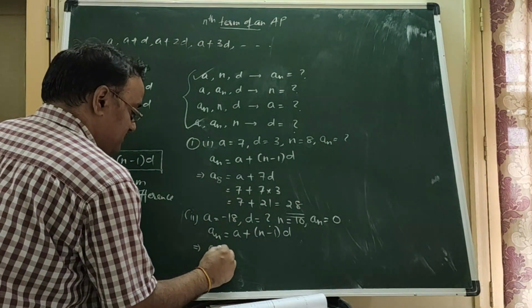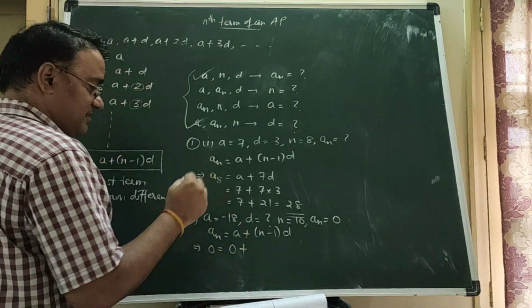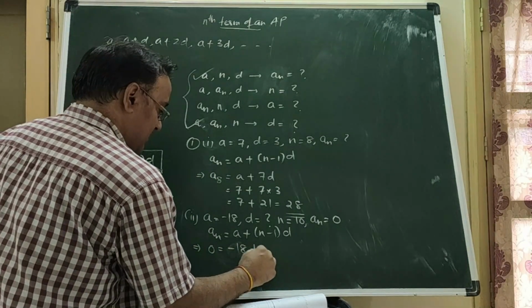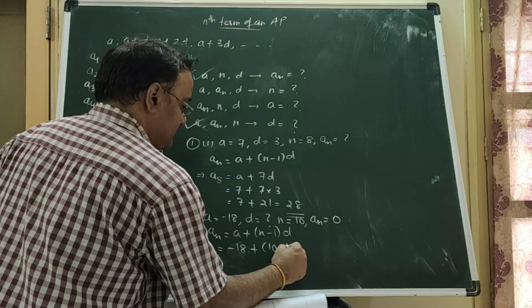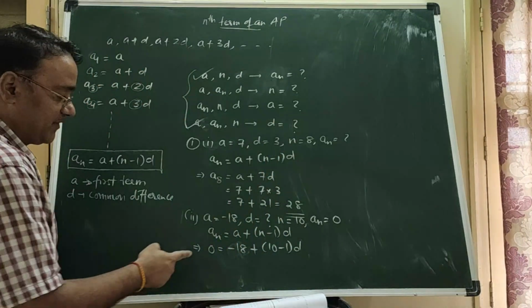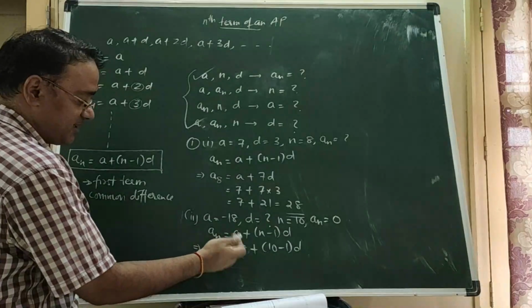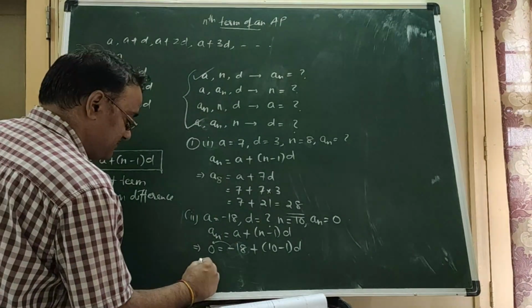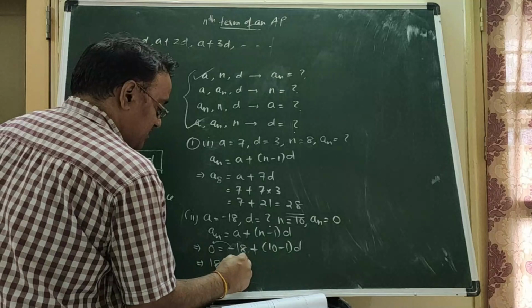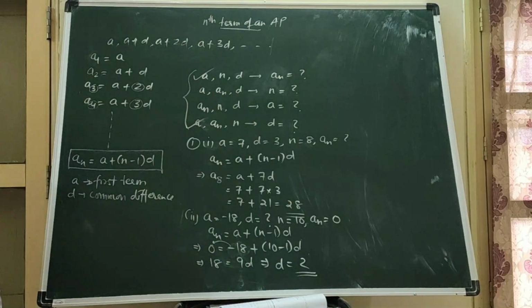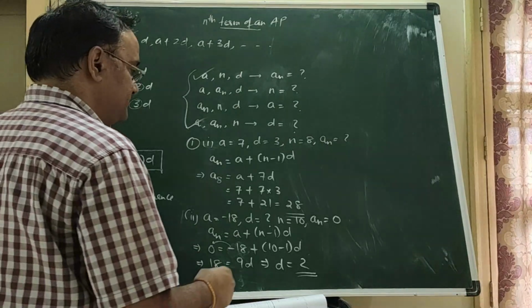an कितना है? 0. a is minus 18. And n is 10. Okay. So minus 18 को इधर शिफ्ट करेंगे तो क्या होगा? If we shift minus 18 to this side, it will become plus 18. And this is 9d. So d is equals to 2, right?